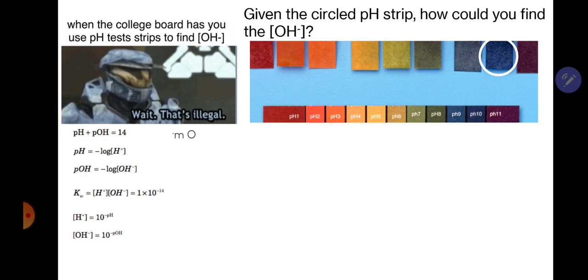All right, we got another one. College Board has you use pH to find the OH concentration. Is that illegal? No, we just did that. We can do that again. So given the pH strip in the circle, how can we find the OH concentration? Well, step one, we got to figure out what does this mean? If I compare everything on the scale, it looks most like a pH of 10. So we're going to say the pH is 10.